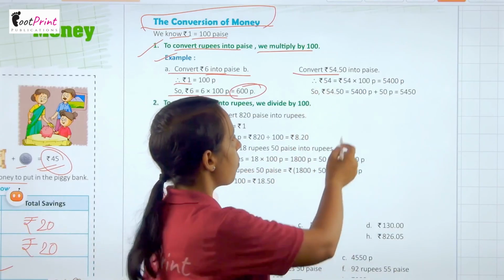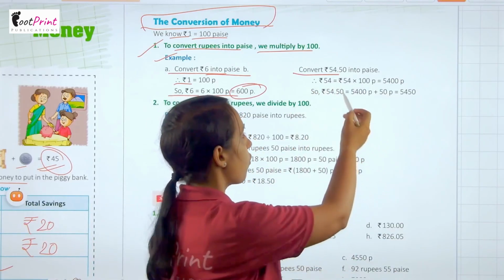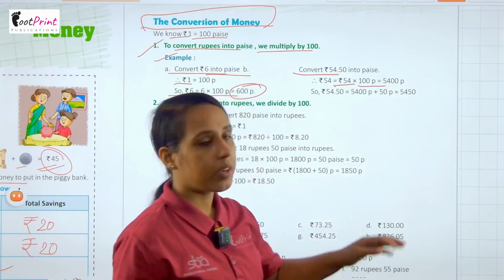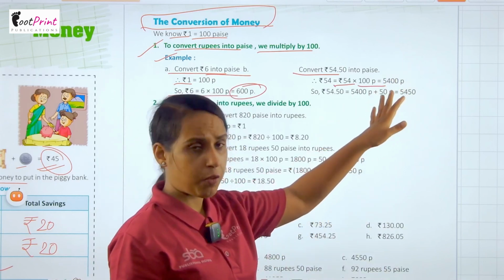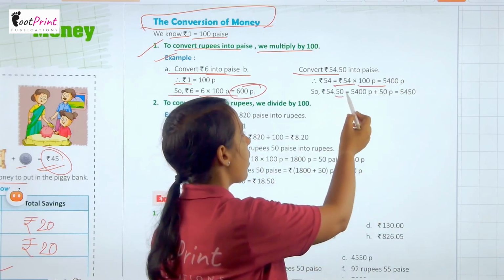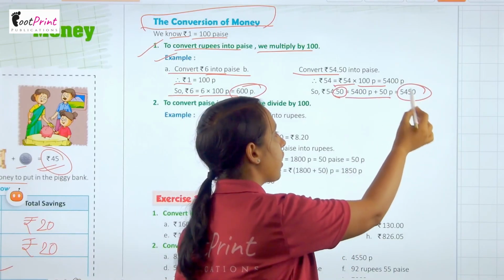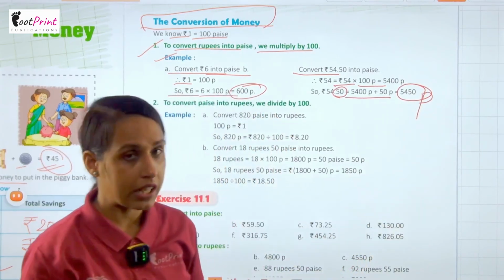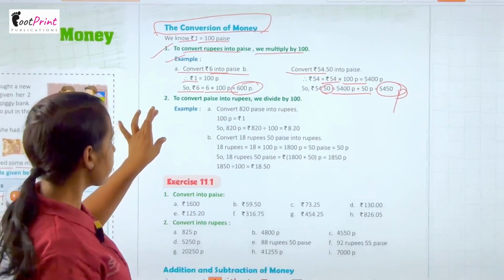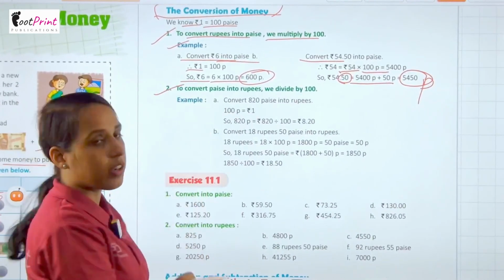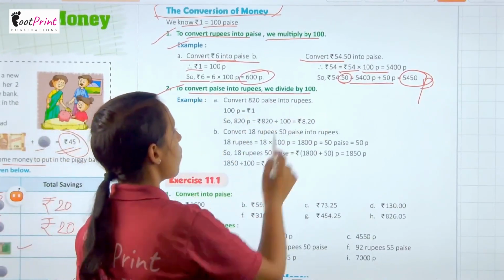So 54 rupees, if we convert into paise, then 54 into 100 paise, that is equals to 5400 paise. And now here we have also 50 paise. So after adding that we get here 5450 paise. Okay. Now second one is to convert paise into rupees.